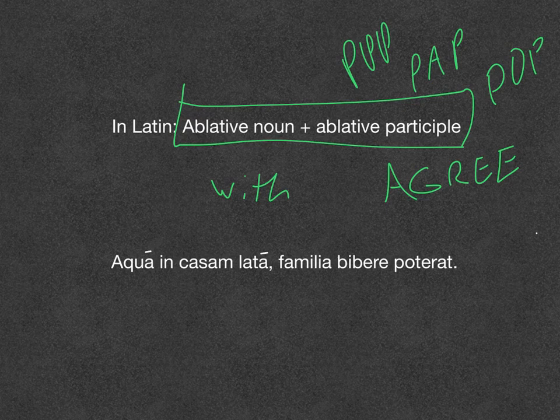All right, so I gave you an example down below, and in the translation, you're going to hear how this is going to sound. It's going to be almost formulaic. See, aqua in casam lata, familia bibere poterat. It's a very basic sentence, but you'll notice you have an ablative noun and an ablative participle, and you see that in prose, often these will bookend the clause. And yes, you use square brackets on them because they are indeed, like most ablatives, adverbial.